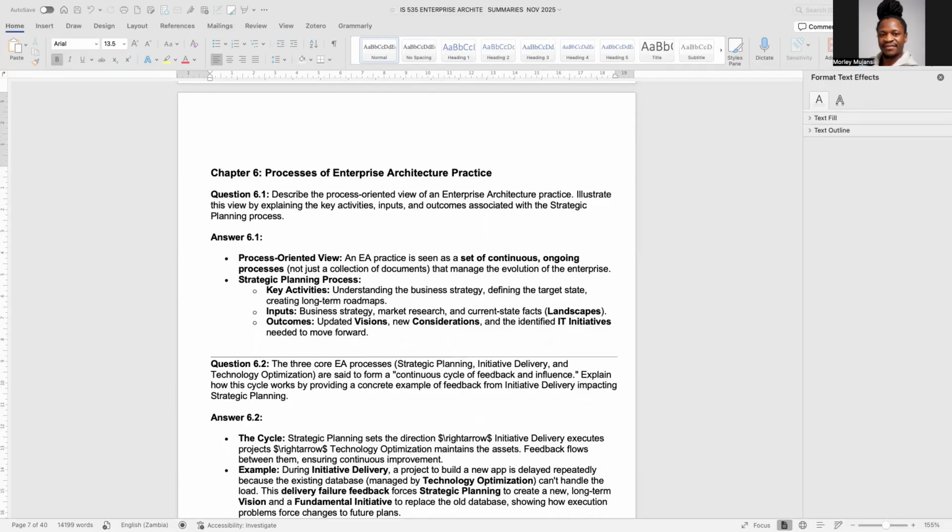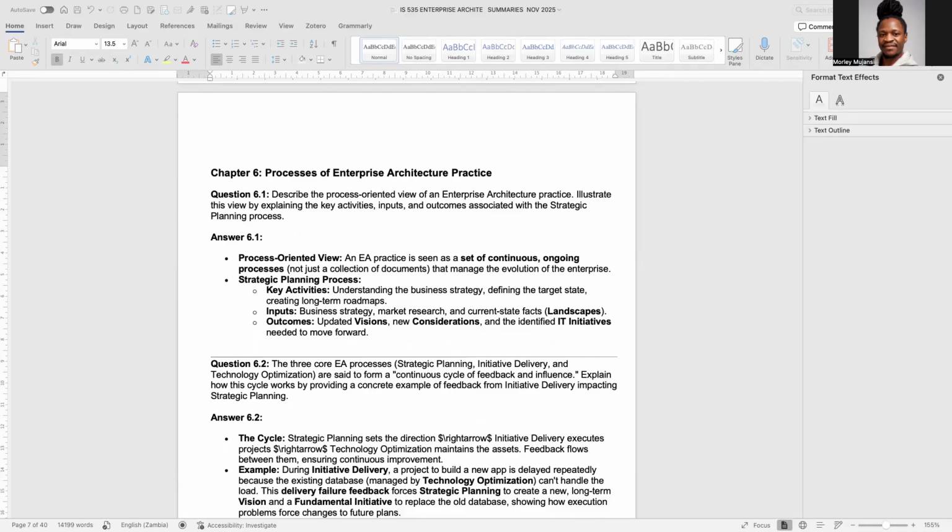We need to really look at the fundamental mindset change from a process-oriented view. The classic view saw EA as a huge pile of documents, like we've mentioned earlier, thinking about blueprints and policies, but the modern view says no. EA is a set of continuous ongoing processes that manage the evolution of the enterprise. I'm really trying to re-emphasize this point: it's about action and not the documents. That's another thing that you need to remember.